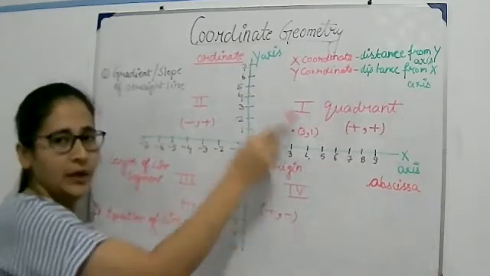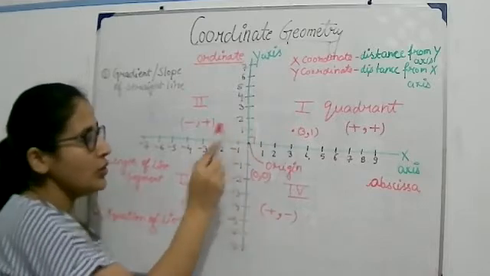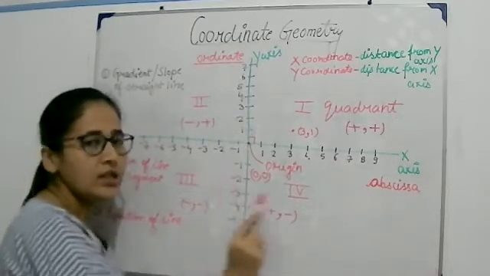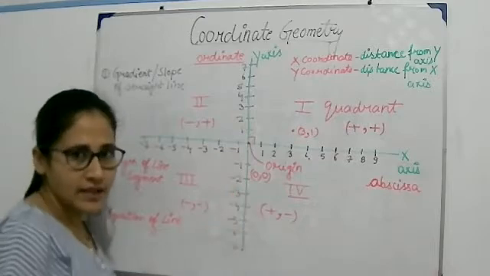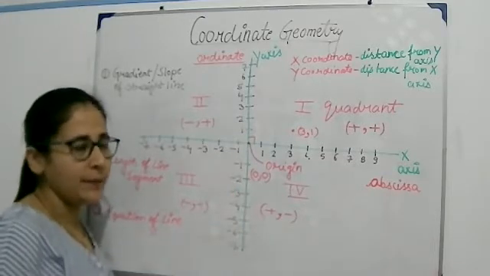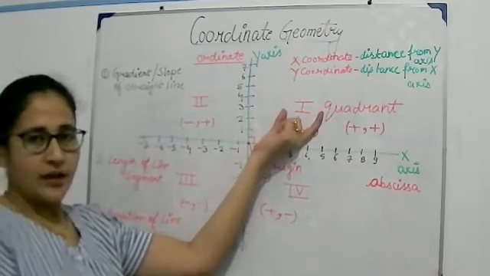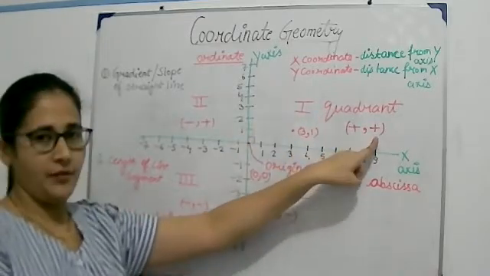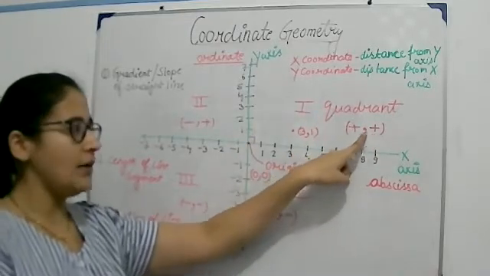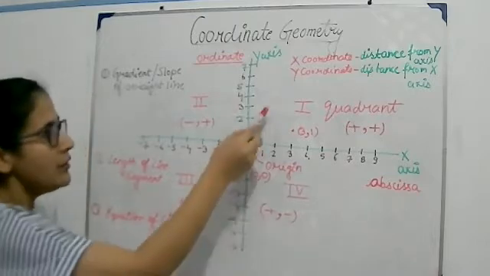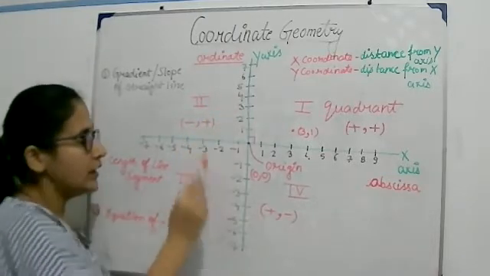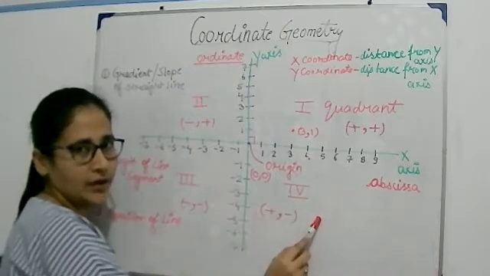This Cartesian plane is divided into 4 parts or 4 regions. These regions are called quadrants. First quadrant is this, where x and y coordinates are positive. Both coordinates are positive. We move anti-clockwise. This is second quadrant, third quadrant, and fourth quadrant.